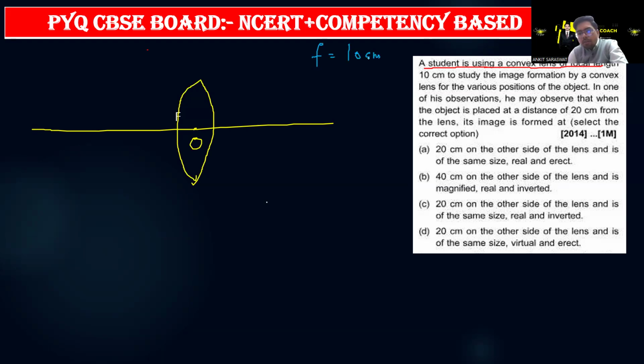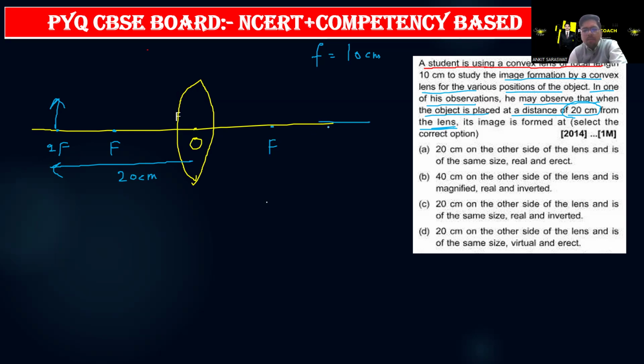To study the image formation by a convex lens for the various positions of an object, in one of his observations he observes that when the object is placed at a distance of 20 centimeter from the lens, it means what? This is focus. This is twice the focus. An object is here. Clear? When the object is placed at a distance of 20 centimeter from the lens, this is f.